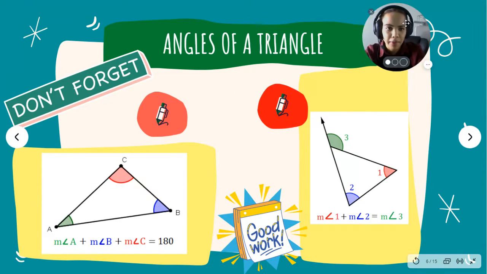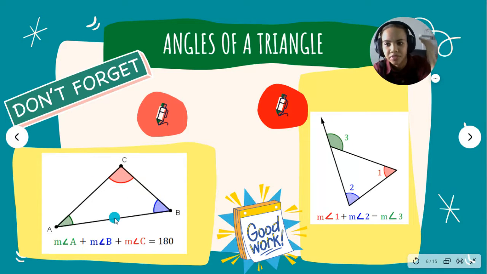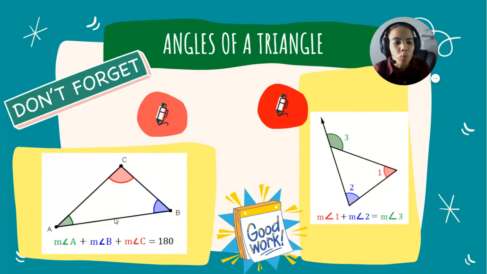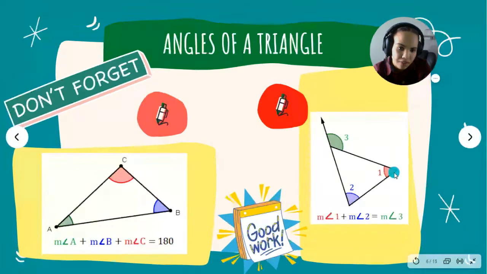Things to remember. Okay, again, don't forget, interior angles add up to 180 degrees. Okay, here we have two interior angles. These opposite angles add up to the exterior angle. So it's like the exterior angle here at number 3 is the sum of the opposite angles. Does that make sense? It should.